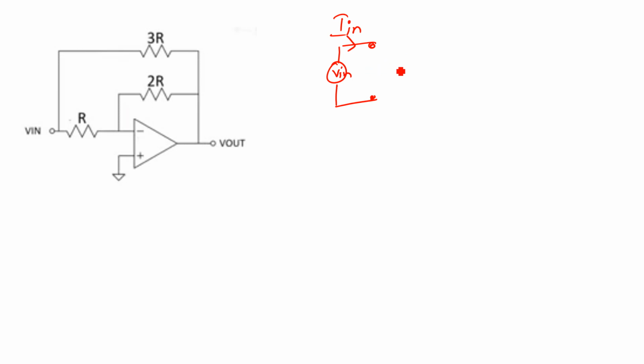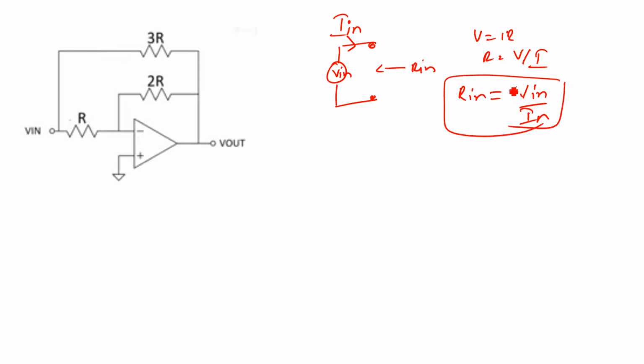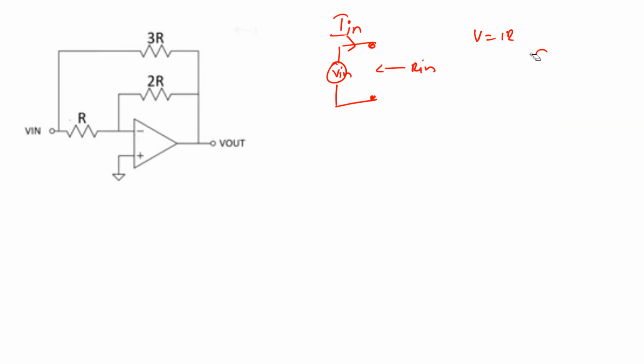And to find the input resistance across these two terminals, what we do is V equals IR, hence R equals V over I, which means the input resistance equals Vin over Iin. This is the general procedure for finding an input resistance for any circuit. You might recall this procedure from finding Thevenin's resistance, Thevenin's voltage, and this is similar. This is that only, but just a different name.